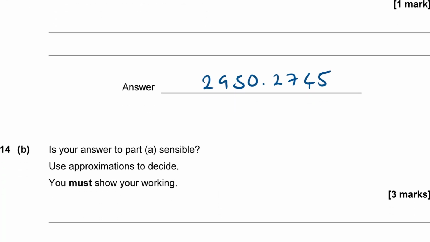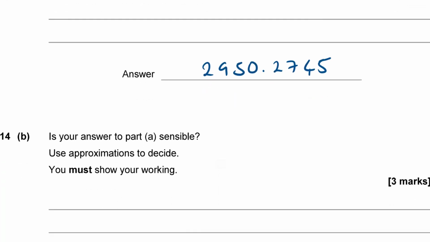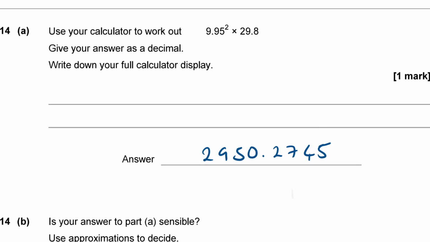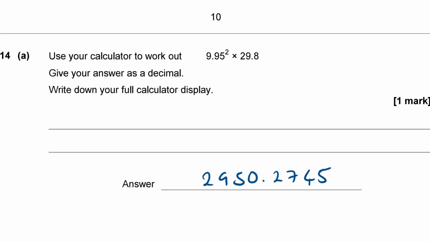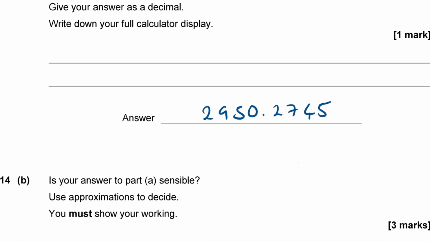Right, question 14b. Is your answer to part A sensible? Use approximations to decide. You must show your working. Okay. So it's asking me to approximate that answer now and compare it with my answer to make sure that I did it correctly. Okay, so let's do that then.